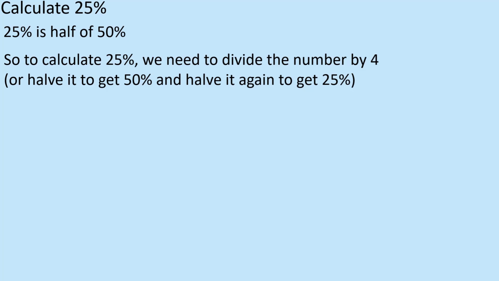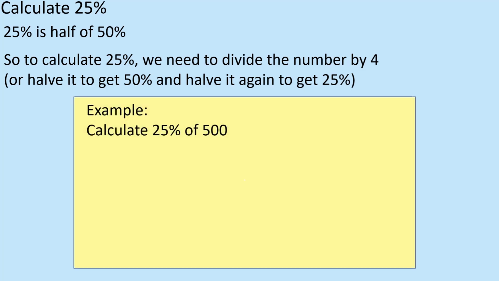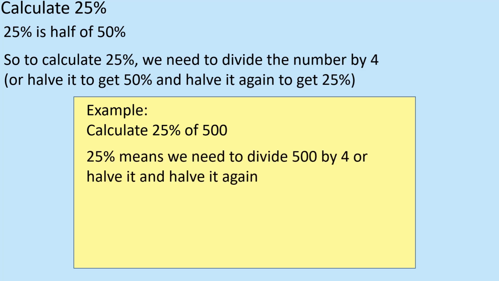Okay, so 25% is half of 50%, which is literally what it says there. But it's also a quarter, so you can just take the original and divide it by 4, or work out 50% and then half it, so basically half it twice. So 25% of 500 is 500 divided by 4, or alternatively, half it and half it again.